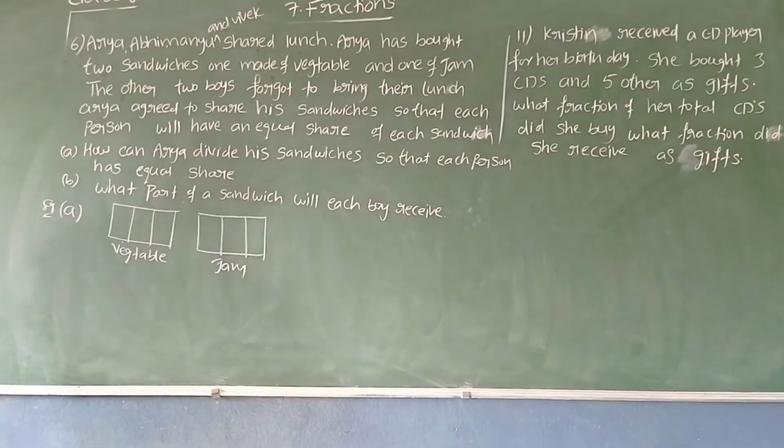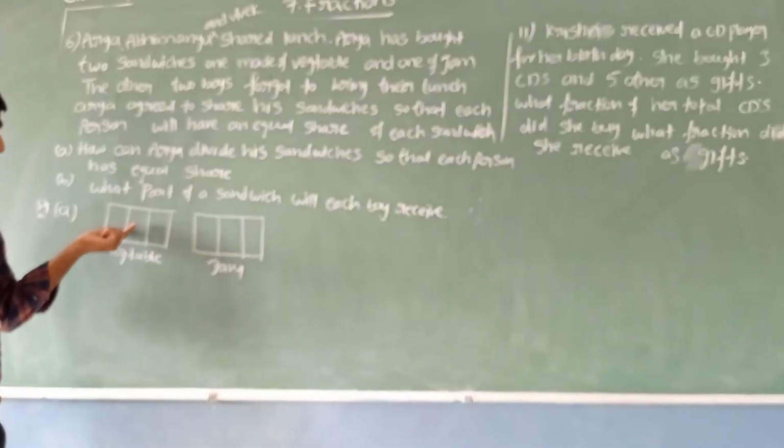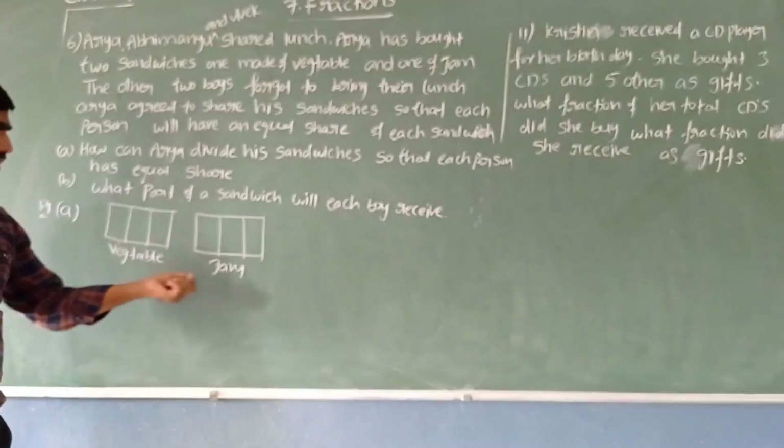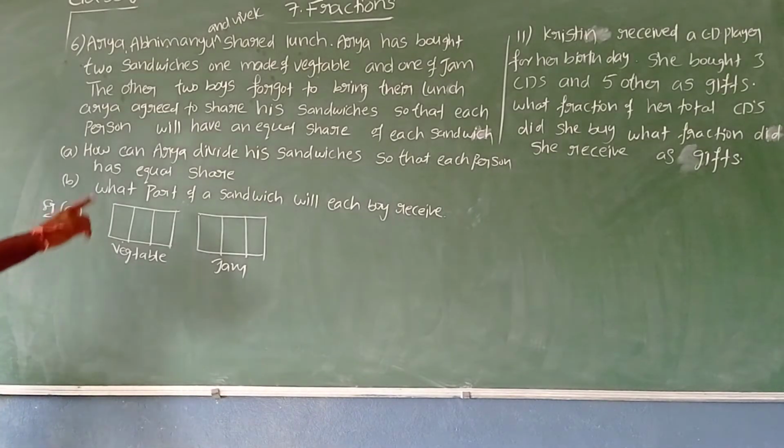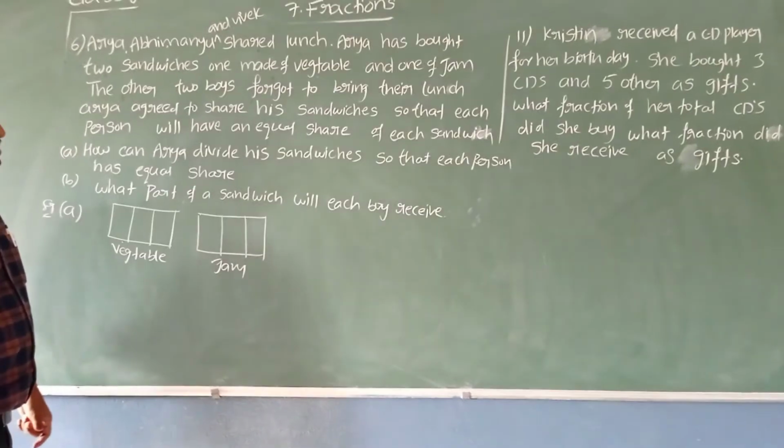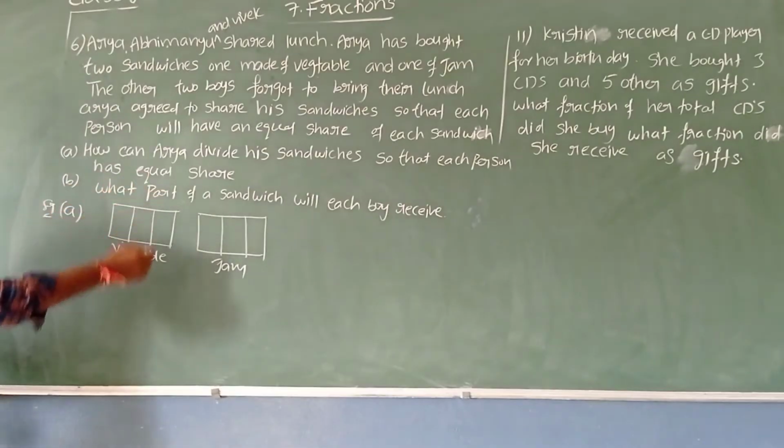So each person will receive how many? Two pieces. Arya, Abhimanyu, Vivek. So that I can share equally. So how can Arya divide each of his sandwiches so that each person has an equal share?